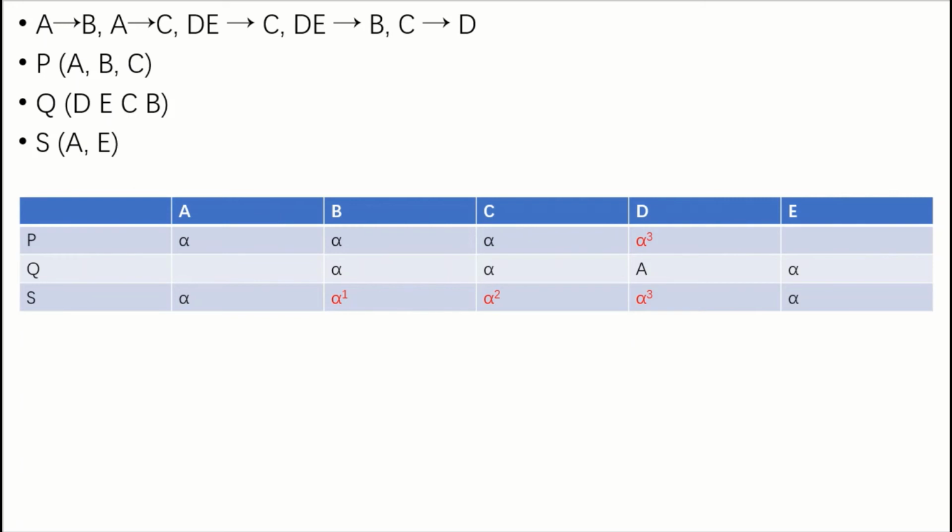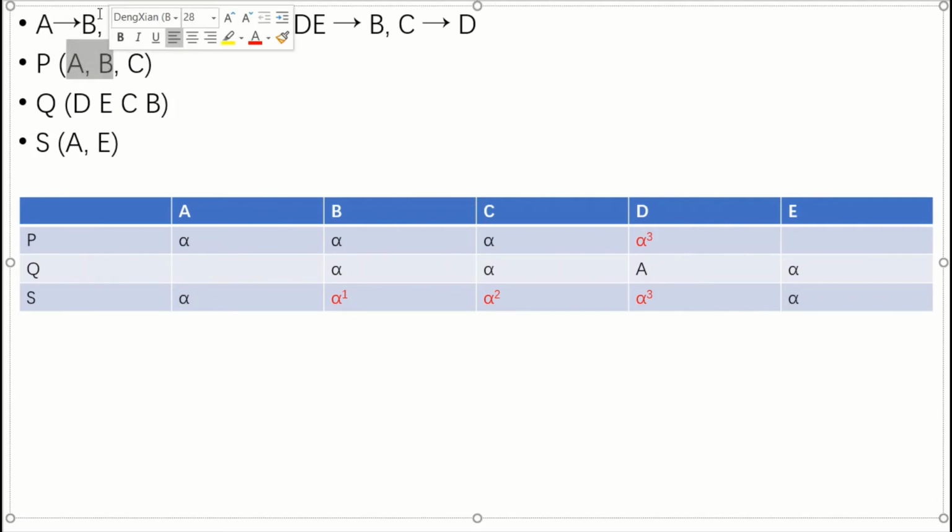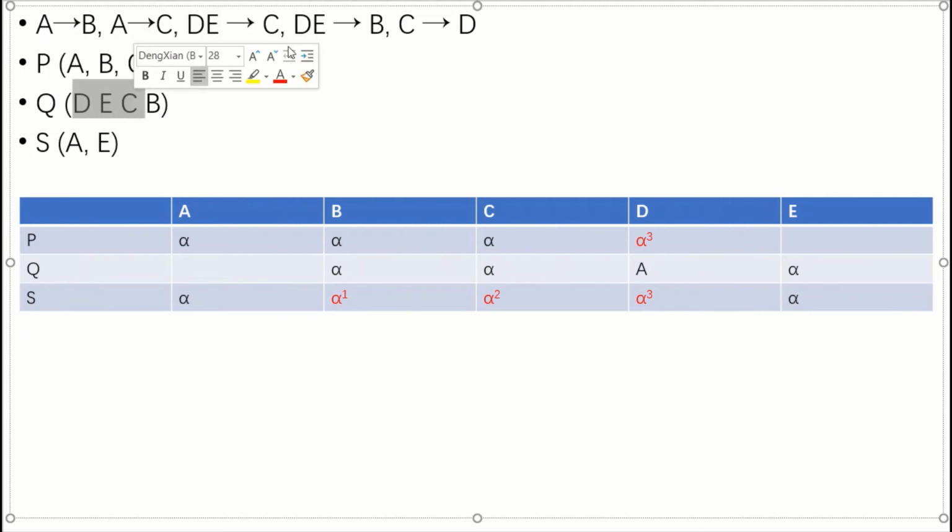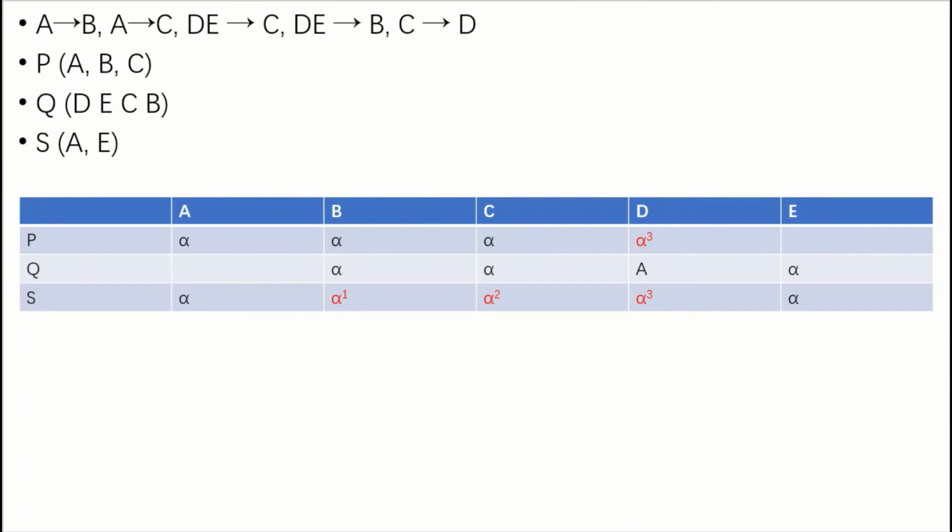Does it preserve all my FDs? Definitely yes. AB is here, AC is here, DEC is here, DEB is here, CD is also here. So it preserves all my functional dependencies as well. Okay, let's look at a few more examples.